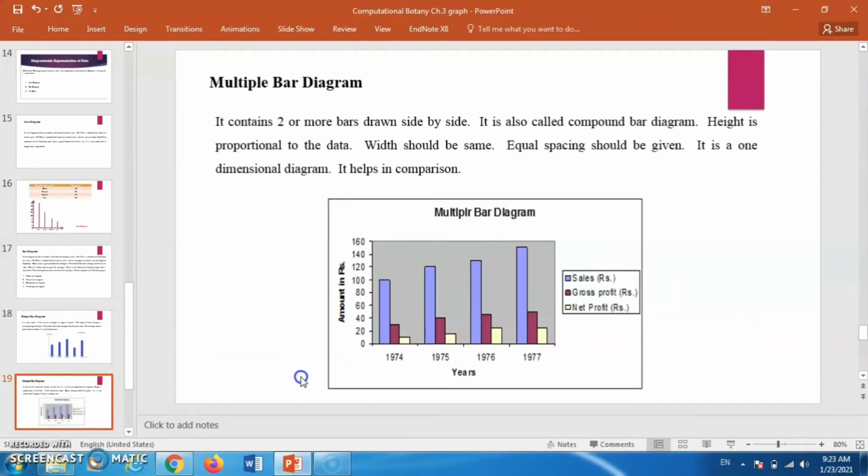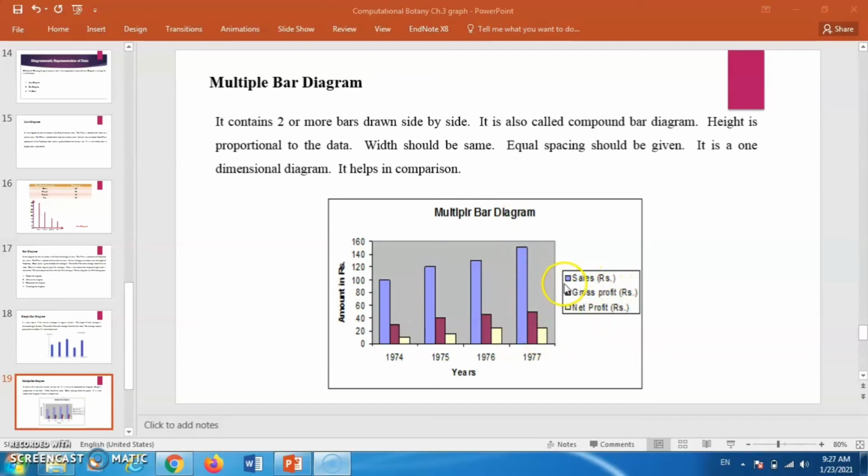Then the multiple bar diagram. It contains two or more bars drawn side by side. It is also called a compound bar diagram. Height is proportional to the data. The width should be the same, and equal spacing should be given, as in the simple bar diagram. So it is a one-dimensional diagram, and with the help of this we can easily compare the data.